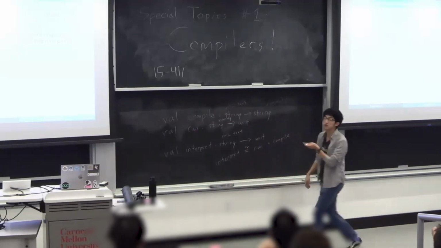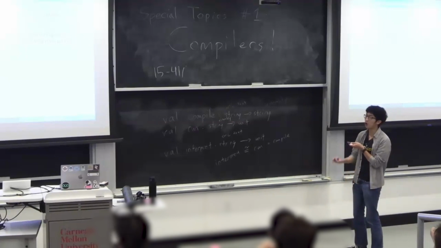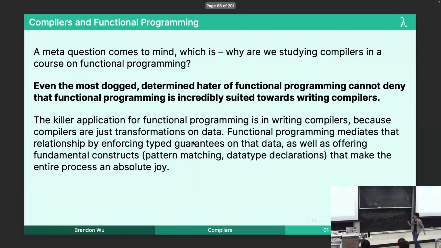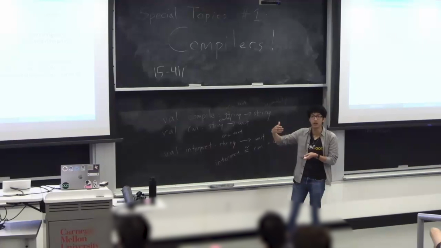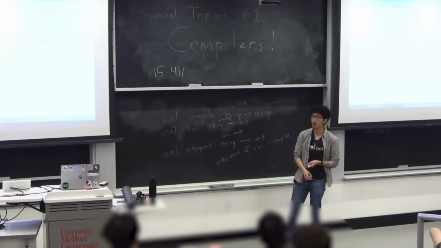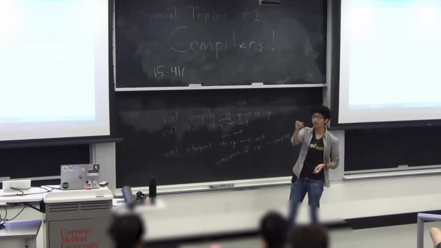But anyways, it's very, very good for writing compilers. That's almost its purpose. Partly because a compiler is just a transformation of data through a bunch of passes, and having typed guarantees that you can't mess this up makes that process a lot nicer. Pattern matching and data type declarations are essential for writing a compiler. If you don't have data type declarations and you're working with enums or something, you're going to cry.